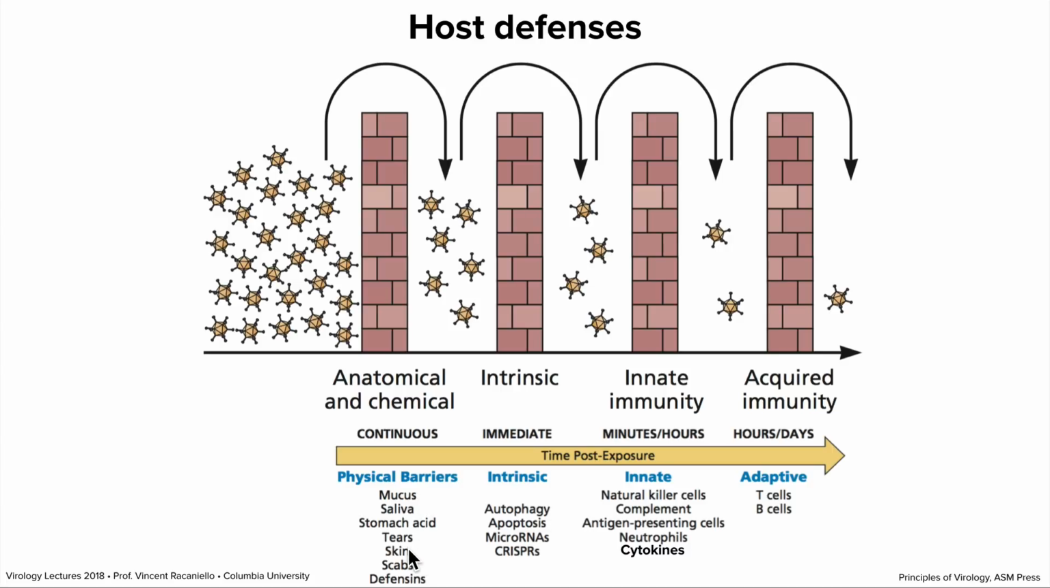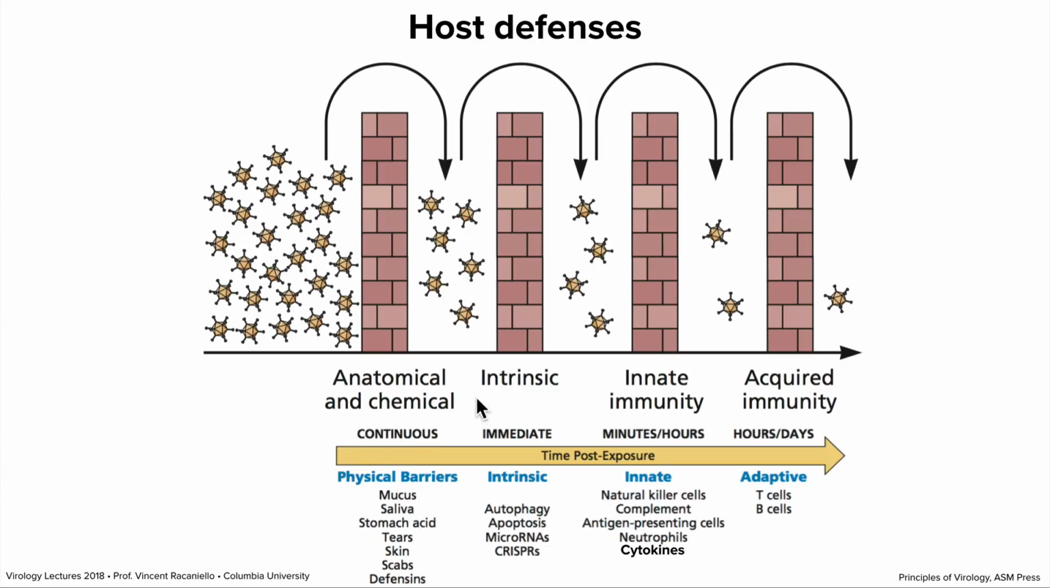Another example would be skin. As we talked about last time, the outer layer of skin is dead. So when viruses fall on the skin, they can't infect. And the skin happens to be covered with defensins. These are proteins largely made by our skin microbiome, our skin bacteria. And many of those block virus infection. All right, so those are anatomical and chemical barriers. They're physical barriers that are always present.